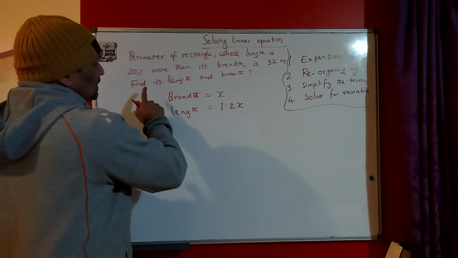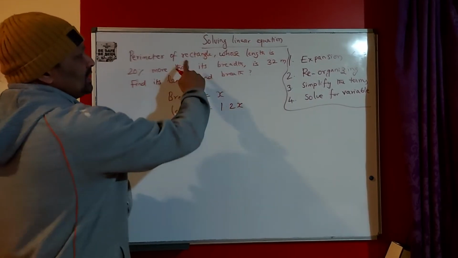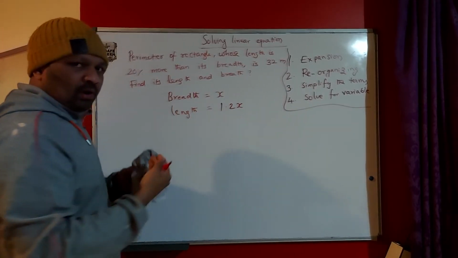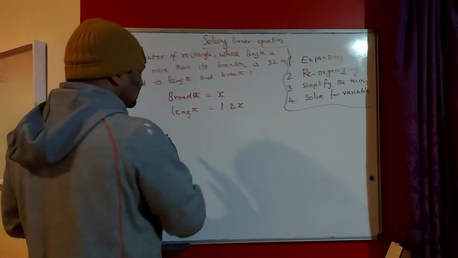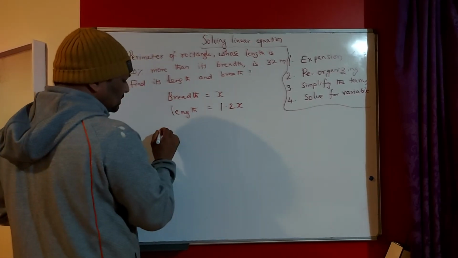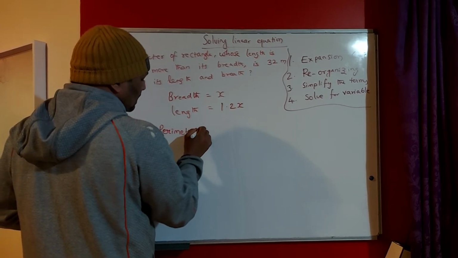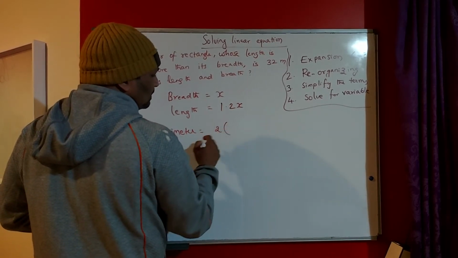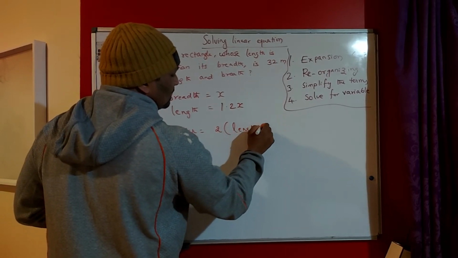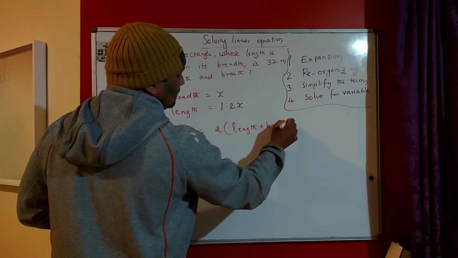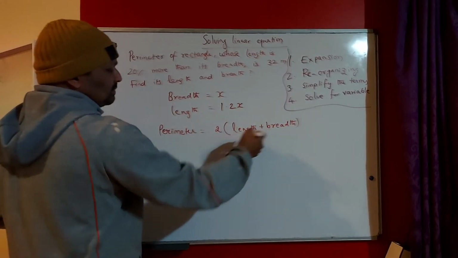To find that out, what is the other condition given? The perimeter of the rectangle is 32 meters. So this is another data given. Using this data, you have to formulate an equation. Okay, what is that equation? The formula for the perimeter of a rectangle is 2 into (length plus breadth). Okay, perimeter is equal to 2 into (length plus breadth).